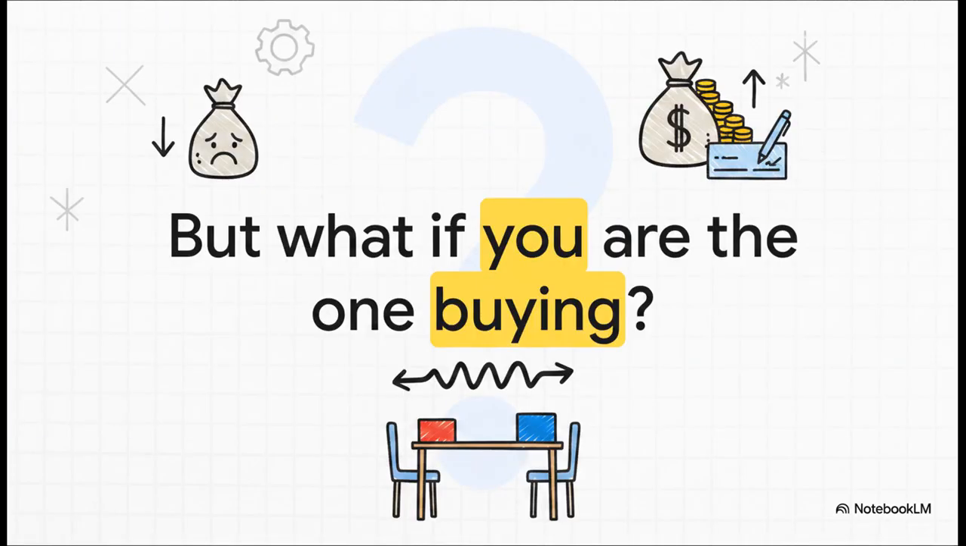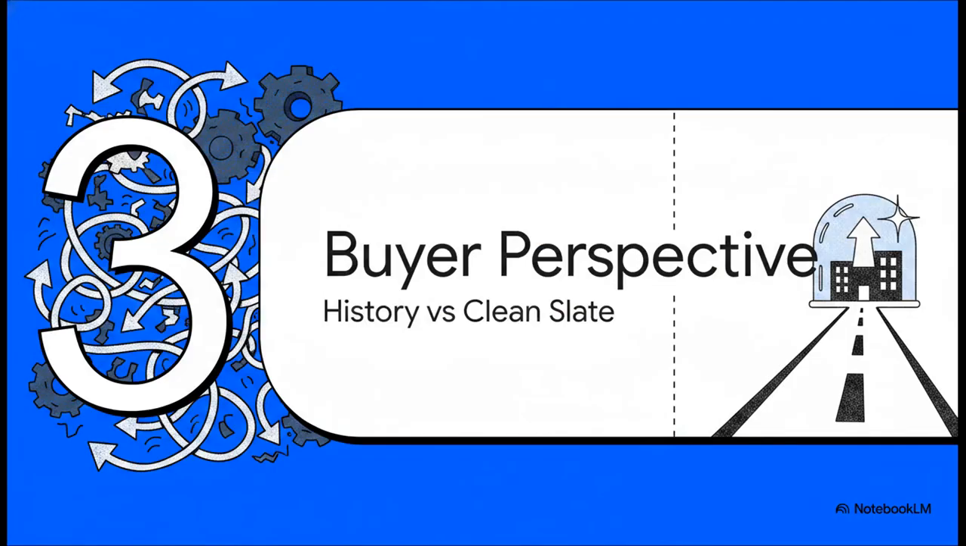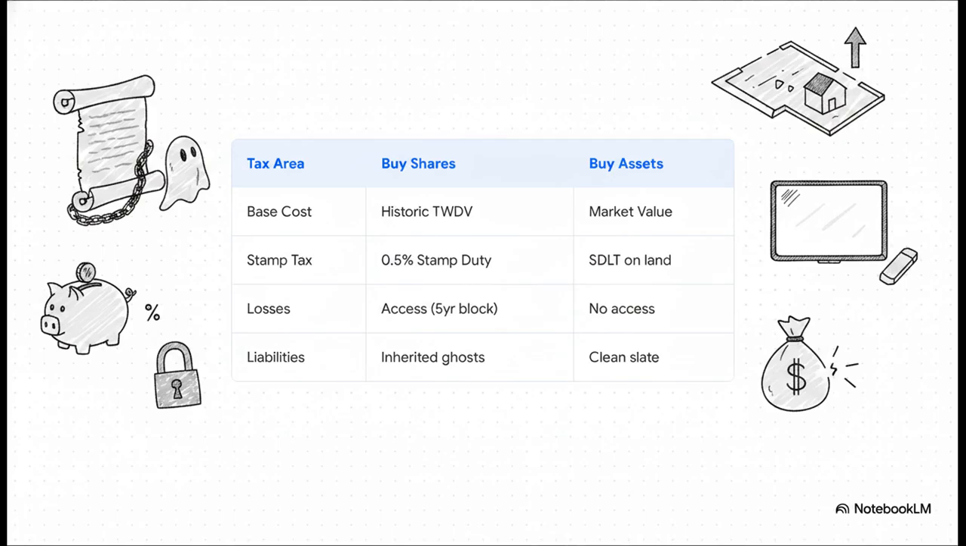So we've spent some time looking at the seller, but what if you are the one writing the check? Let's pivot for a second and look at this exact same transaction from the other side of the negotiating table. That brings us to Section 3, the buyer's perspective, inheriting a company's history versus starting with a clean slate. As a buyer, you have a huge strategic decision to make. Do you inherit the target's past, or do you start completely fresh?